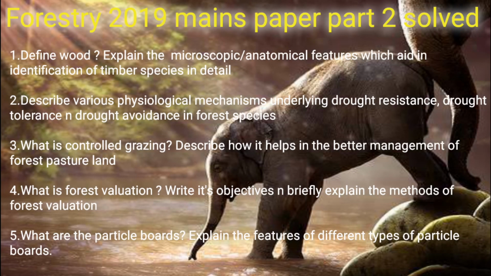Coming to the second question: describe various physiological mechanisms underlying drought resistance, drought tolerance, and drought avoidance in forest species. See, plants in different regions have different physiological as well as morphological adaptations. These adaptations are essential for the survival of these plants under particular conditions. The different adaptation mechanisms under different environments are explained in detail.